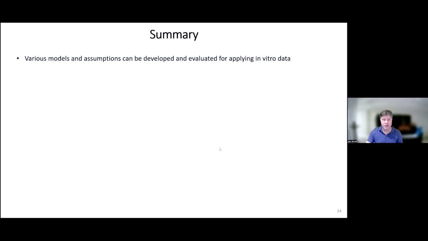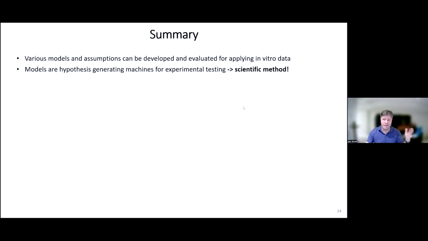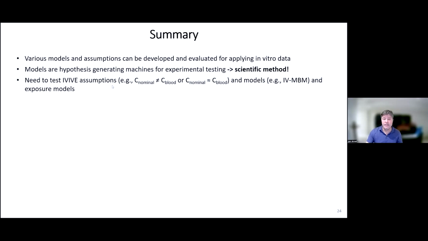All right, so in summary, various models and assumptions can be developed and evaluated for applying in vitro data, recognizing that models are hypothesis generating machines for experimental testing. This is referred to as the scientific method, and it's an iterative approach upon which we can continue to test our current knowledge with independent data. We need to test IVIVE assumptions. In some cases, nominal and blood is okay, but in some cases, can be orders of magnitude different. It's important to recognize when that can happen.